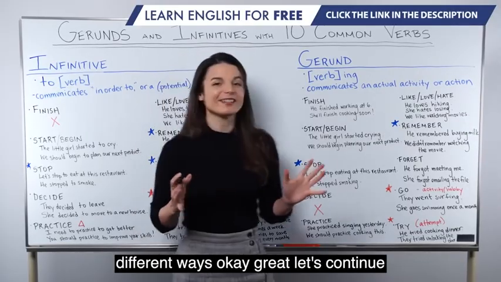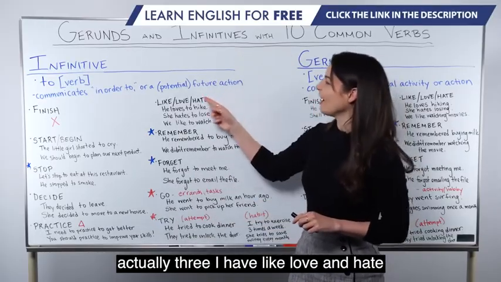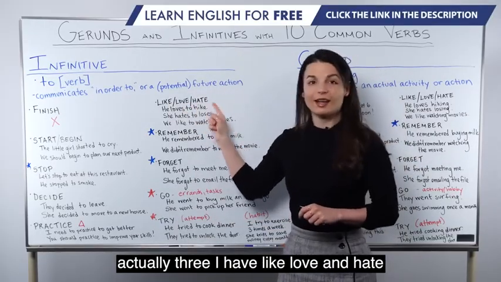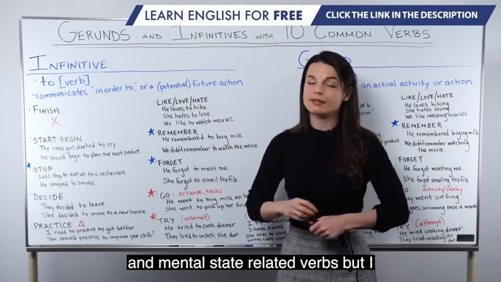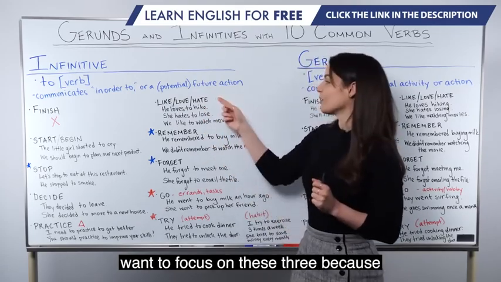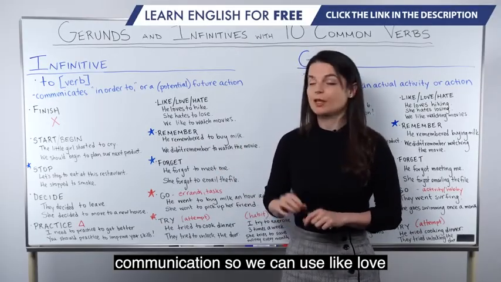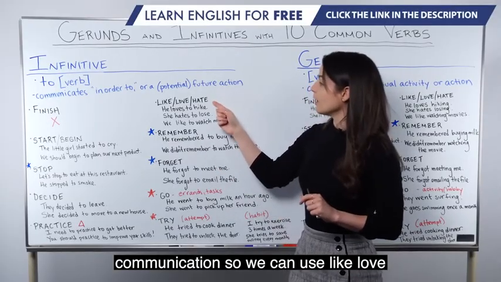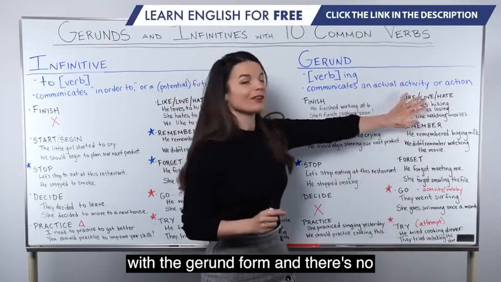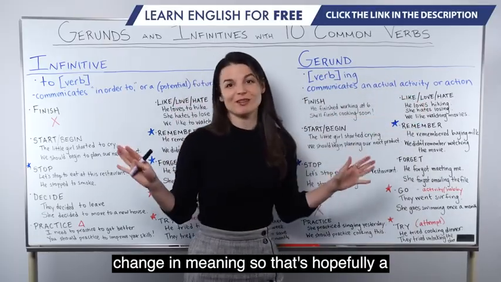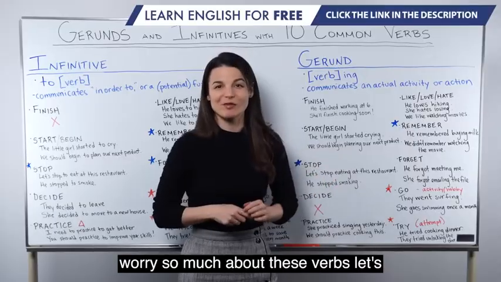Okay, great. Let's continue on to the next group. The next group is actually 3. I have like, love, and hate here. And we can also use other emotion and mental state related verbs, but I want to focus on these 3 because they are very common in everyday communication. So we can use like, love, and hate with the infinitive form and with the gerund form, and there's no change in meaning. So that's hopefully a relief for you. You don't have to worry so much about these verbs.